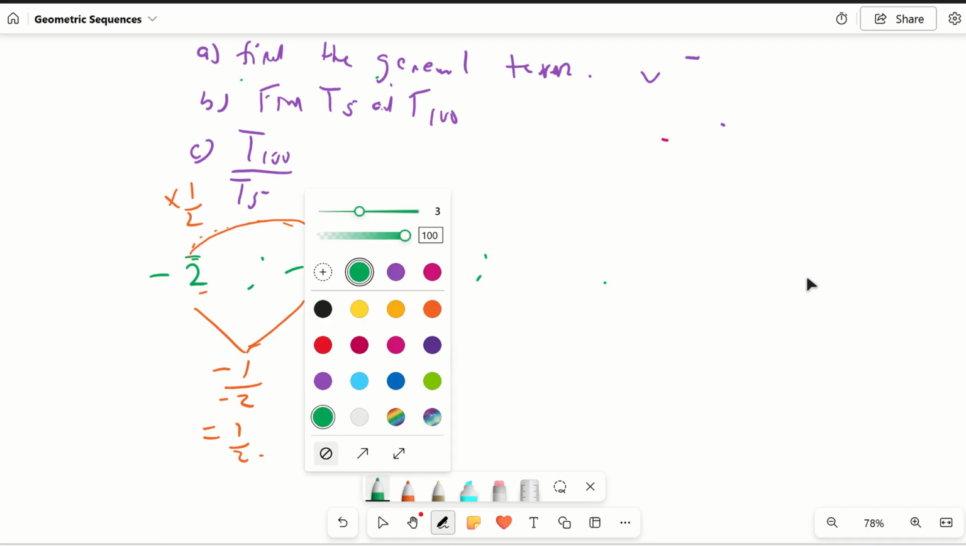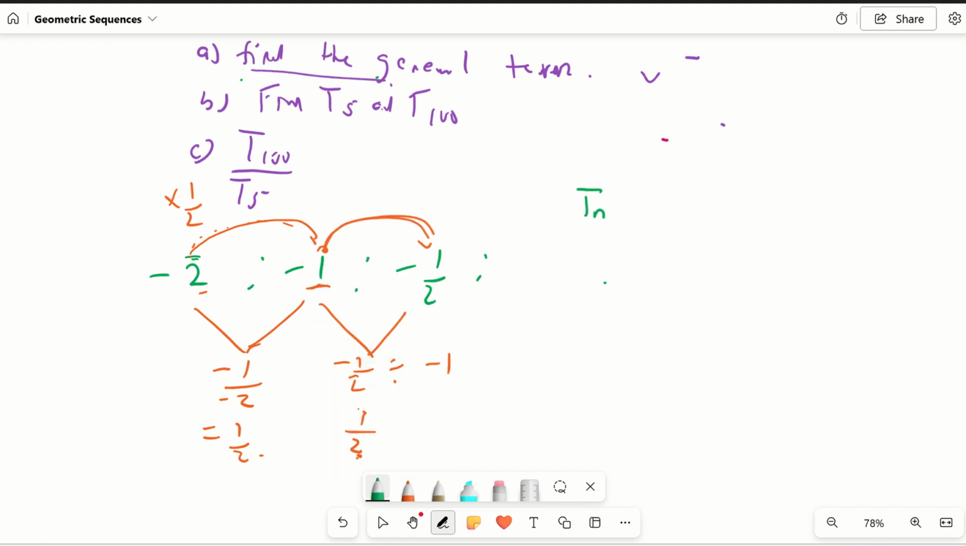Now let us go ahead and answer the first question, find the general term. So the general term is Tn equals a r to the power n - 1. A is the first term, in this case -2. Our r is 1/2, to the power n - 1. Okay, that's your general term.